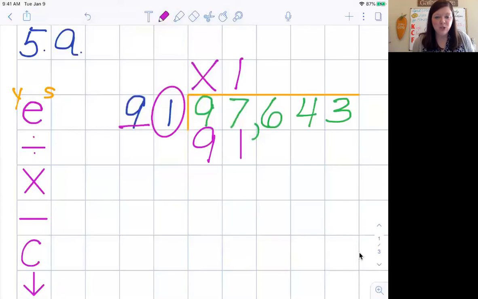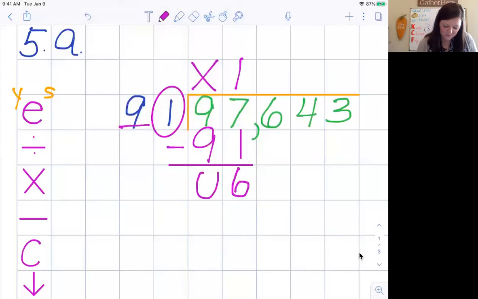Now it's time for us to go to our next step of division, which is to subtract. Take 1 from 7, 6. If the numbers are the same, 0 is the game. C means to compare. Is 6 smaller than 91? Yes, it is. Now it's time for our next step, which is to bring down the 6.